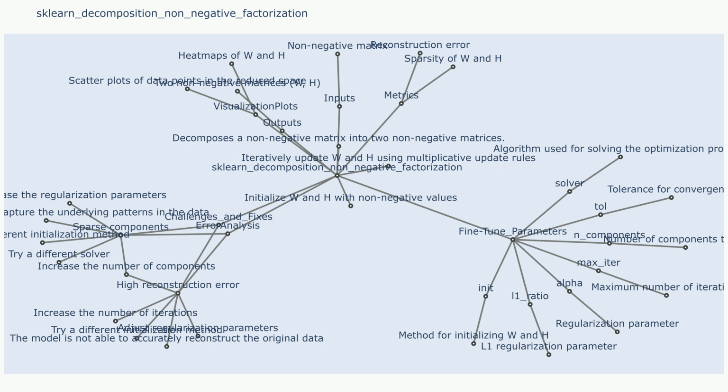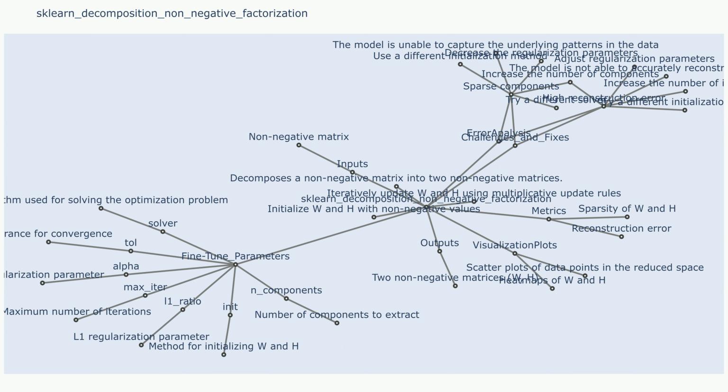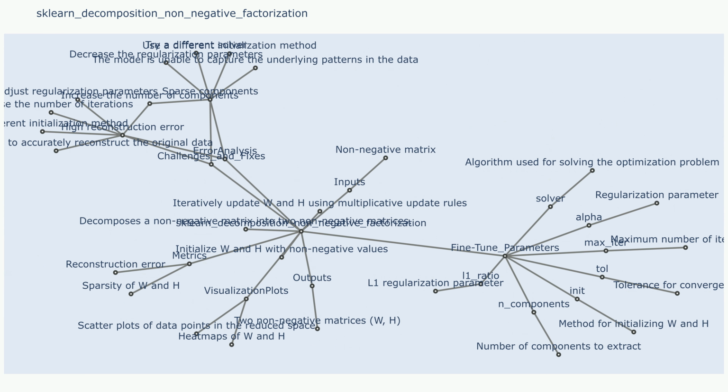Try different initialization methods. Experiment with random, NNDSVD, or custom matrices to see if convergence improves. Multiple runs with different initializations. Run NMF multiple times with different initializations and select the solution with the best performance.